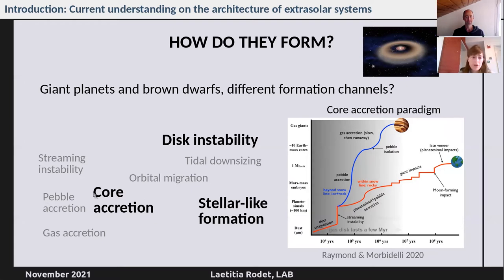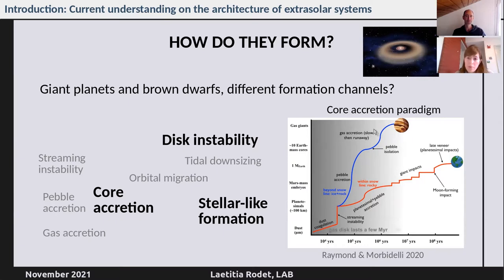So each of these pictures is not homogeneous, actually. When you look on the right, the core accretion method, for example, is composed of a lot of different phases, and each of them is important and debated. Each of these paradigms has some hidden complexity.